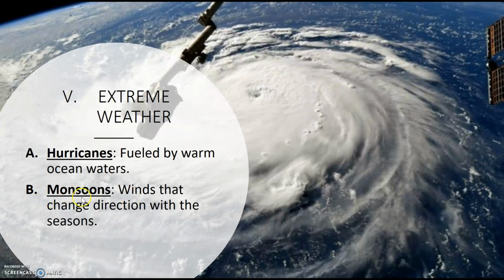Another thing is called a monsoon. That happens when winds change direction with the season. It would cause like a huge wave essentially to hit. All right, so that's it.